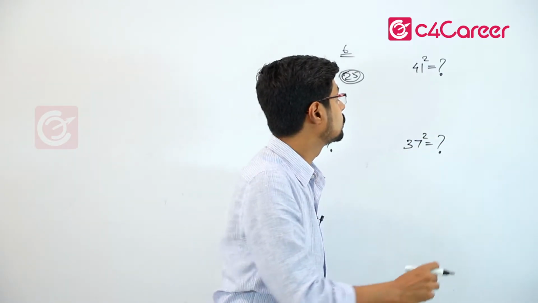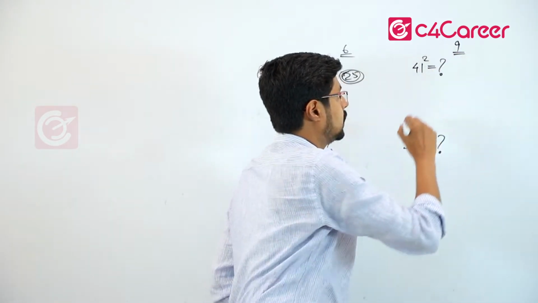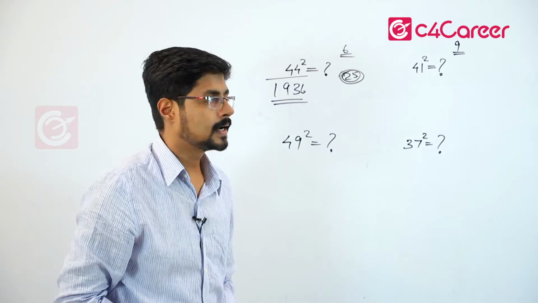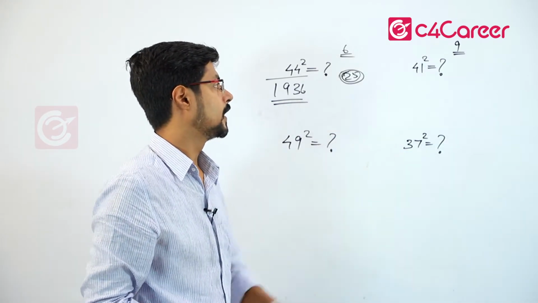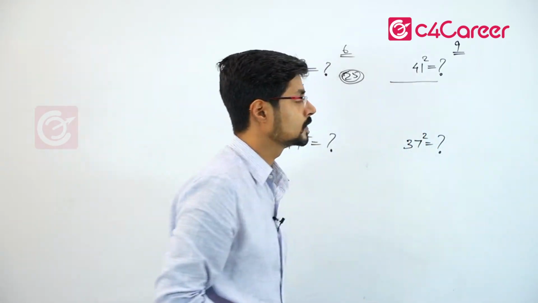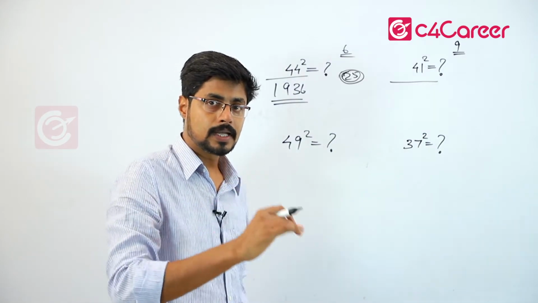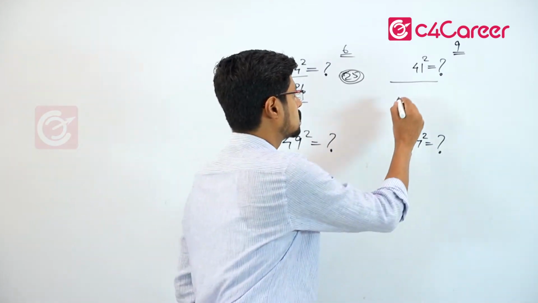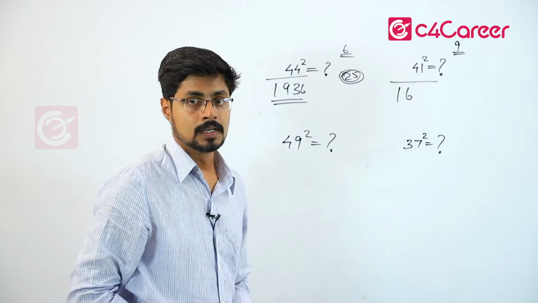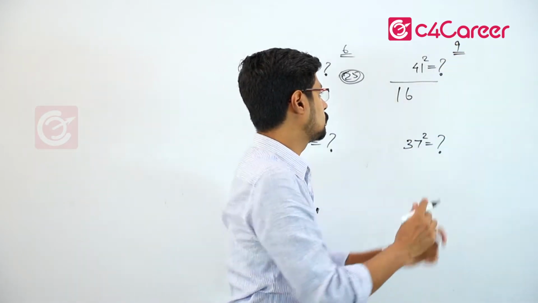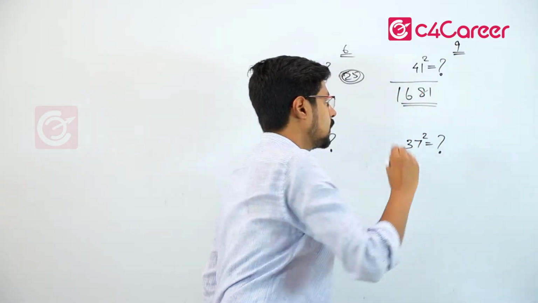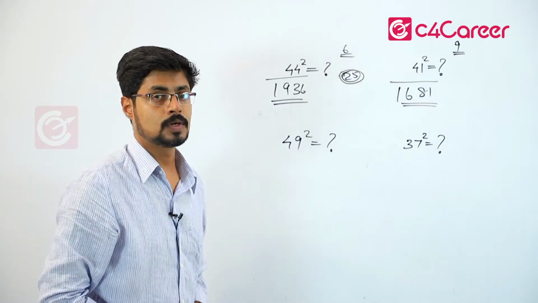Let's come to this one. What is the difference from 50? It is going to be 9. The first part will be 25 minus 9, that is 16. Second part is going to be the square of this 9, that is 81. So the answer is going to be 1681.